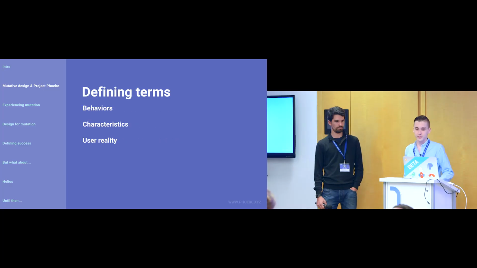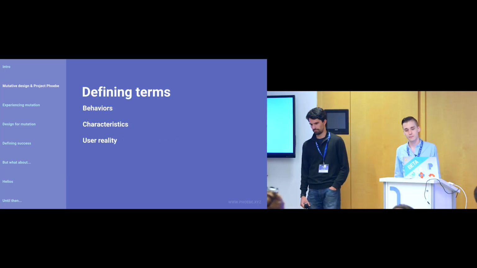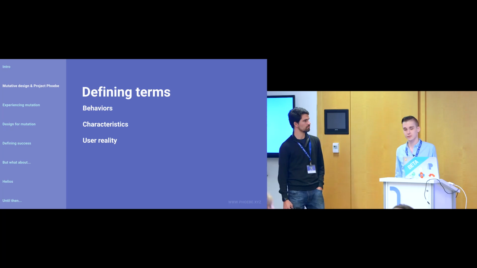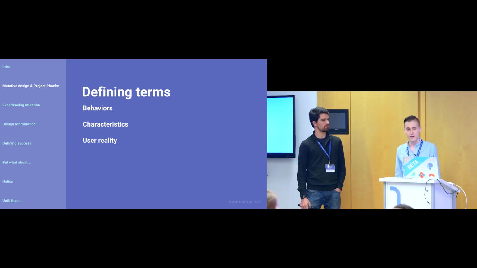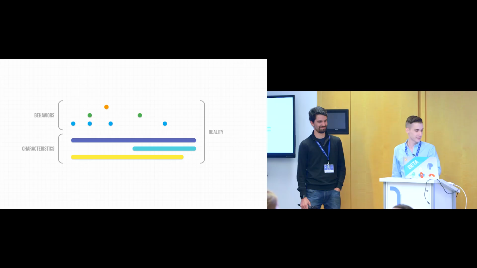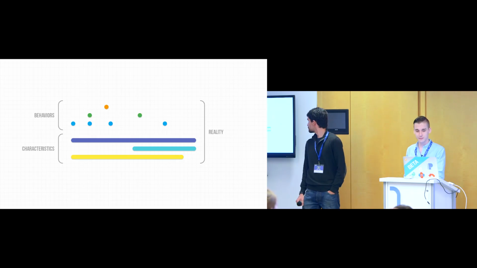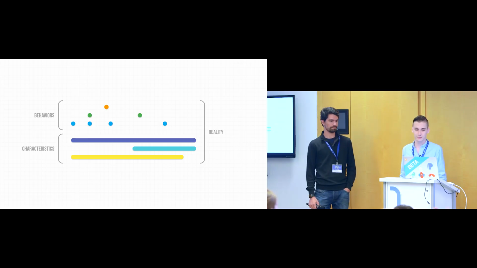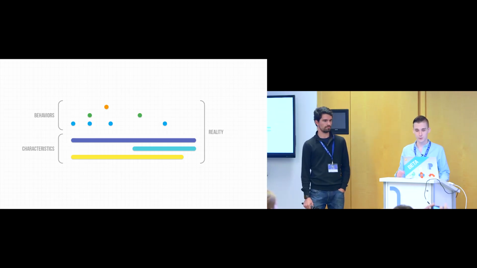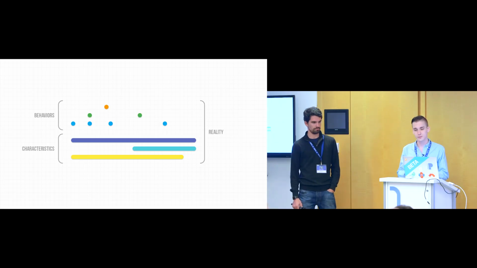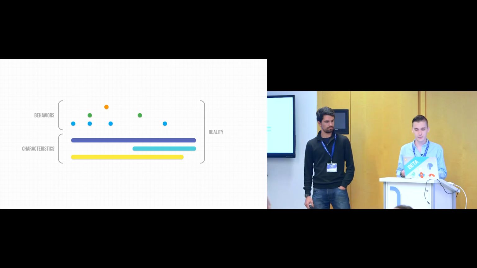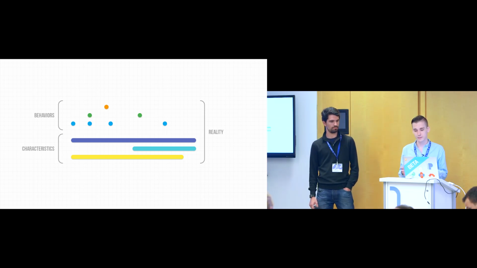So today, first we're going to define some terms that relate to users when we're thinking about mutative design. Three really basic ones are behaviors, characteristics, and user reality. I define them using this funky chart just to visualize how I think of these. Behaviors are sporadic. They could be repetitive. They could happen only once. They could happen a couple of times. And characteristics are more like ongoing long-term things that are ongoing realities for the user. And the user reality is all of those things combined. So it's the full picture of who the user is from start to finish.